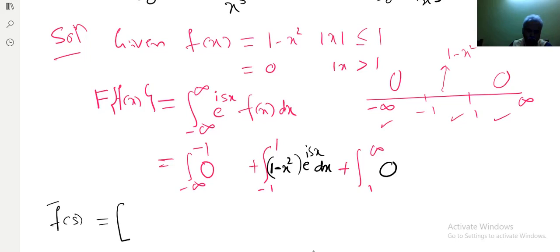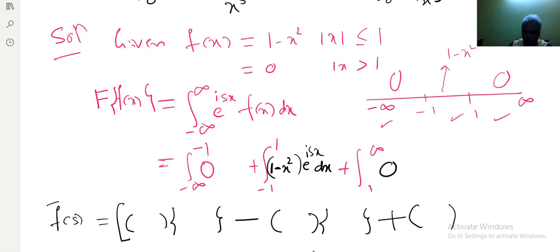equal to, this is the differentiation part, and this is the integration part. So I'll write the differentiation part in one bracket, the integration part in one bracket. Alternatively minus, plus: this minus, this plus, differentiation part, integration part. So what is the differentiation part? The differentiation part is 1 minus x square.